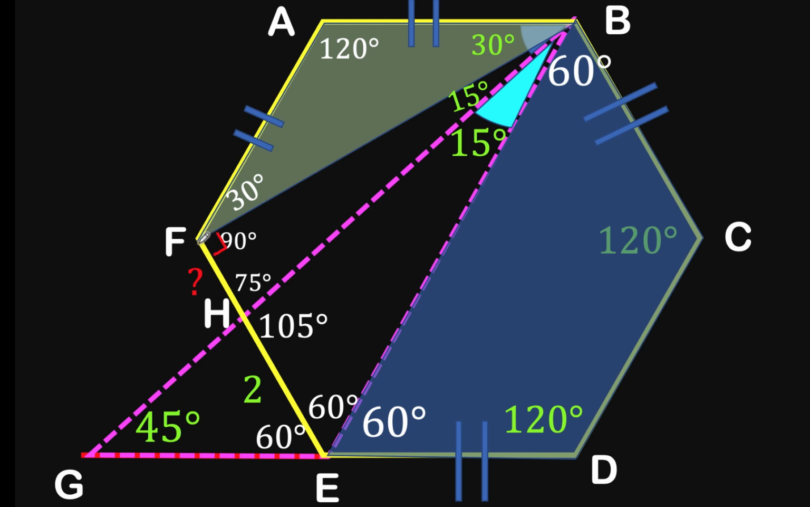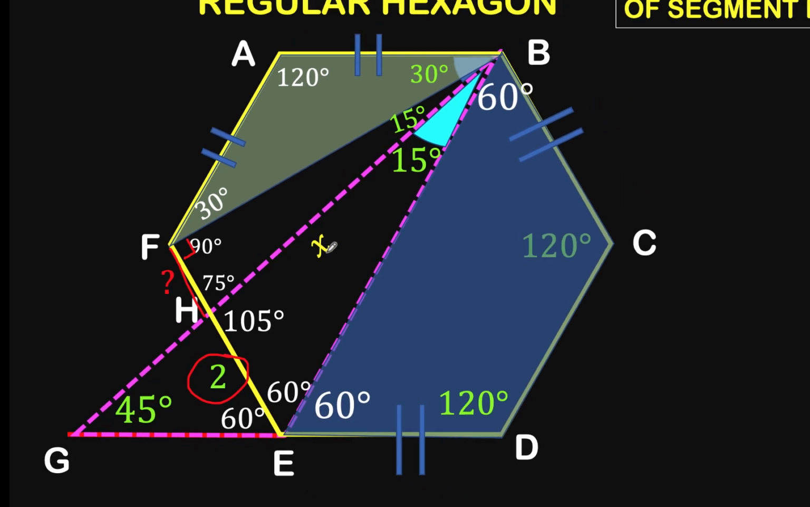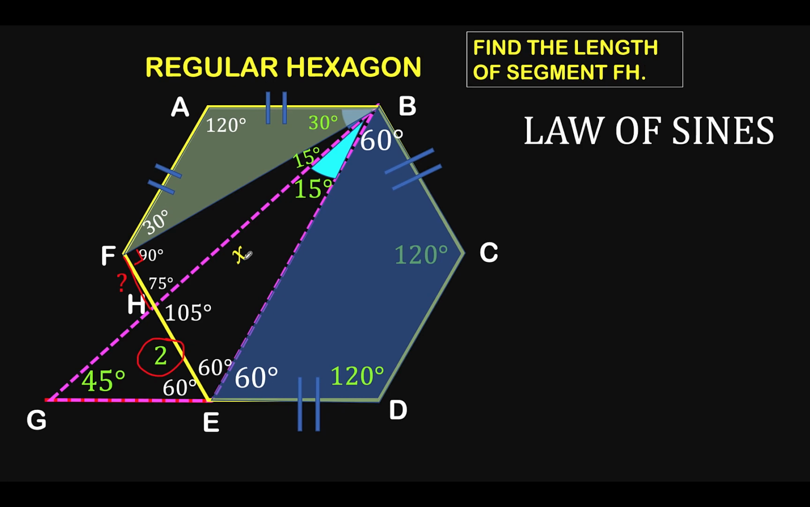But what we want to find out is the length of side FH. And there is only one given measure for the side, which is these 2 units. So how can we jump from these 2 units to find the measure of side FH? Well, we need to find first the measure of segment HB. And let's call it X. So let X be the length of segment HB, and we can now use the law of sines.